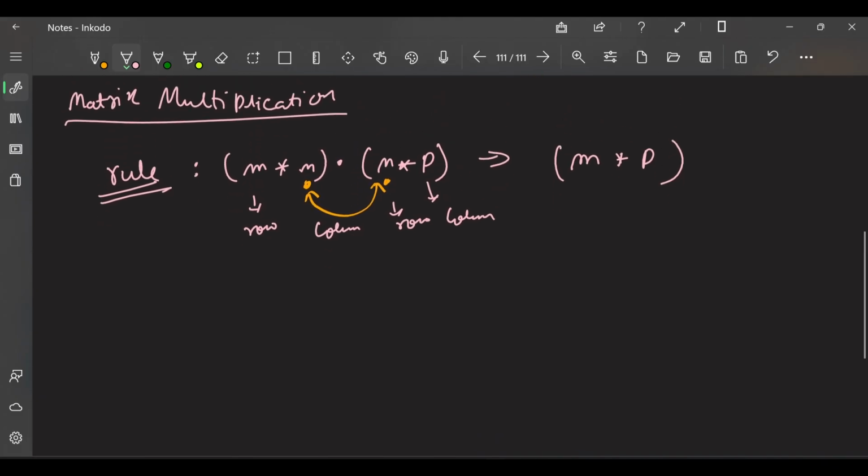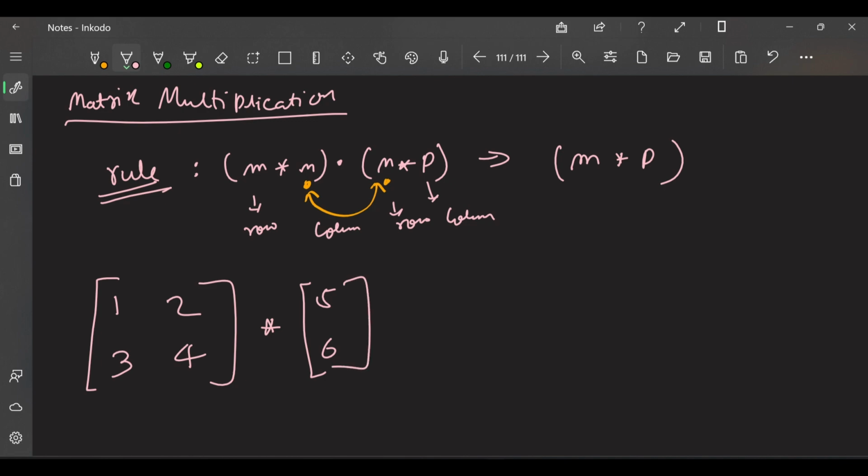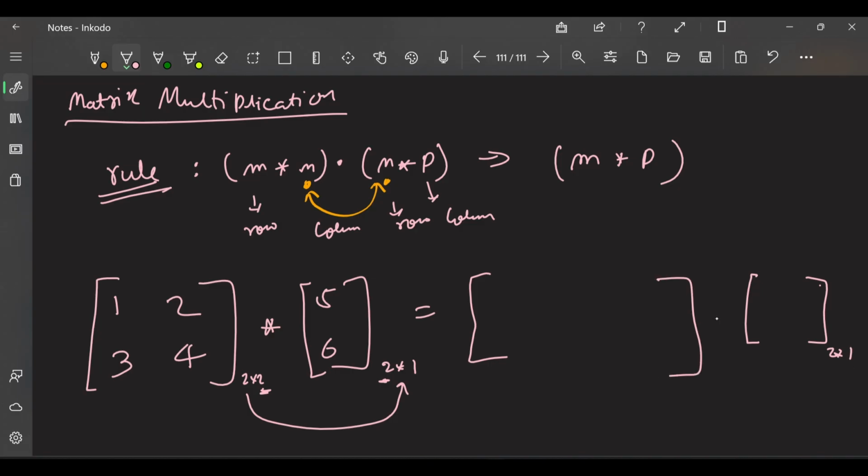So for better understanding, let's take an example. Suppose there is one matrix given like 1, 2, 3, 4, and you have to multiply it with 5 and 6. So how are you going to multiply? Just write it first: this is 2 into 2 and this is 2 into 1. Because this and this are the same, the output will be a 2 into 1 matrix. So this is how we have got the output. That much I have understood by the rule.